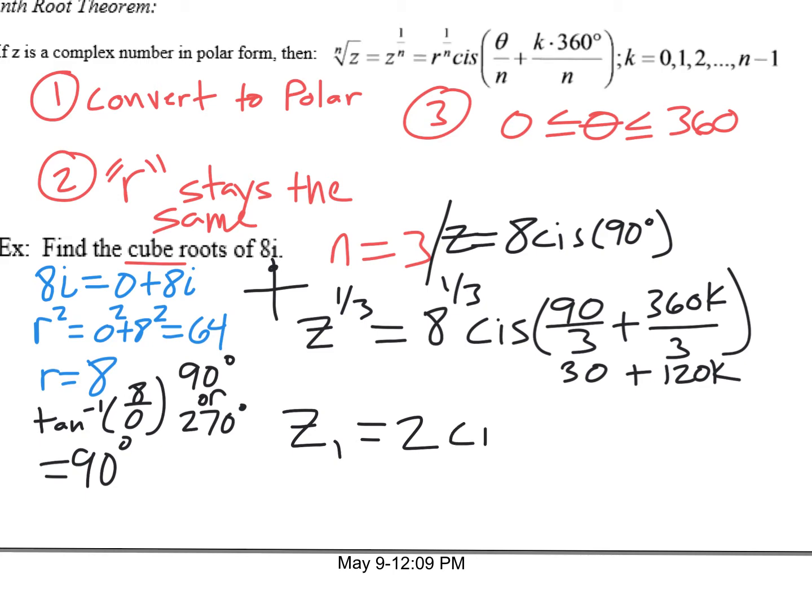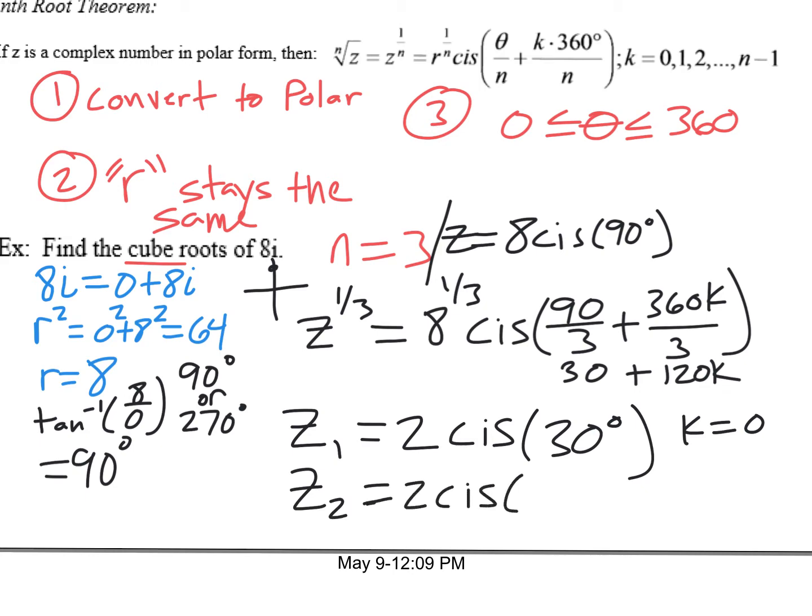And here's how we'll get 3 answers, okay? First is going to be 30. Okay, that's just from 90 divided by 3. And for that case, I would say k is 0. To get root number 2, we just start to add 120. All right, so this would really be the case where k is 1.